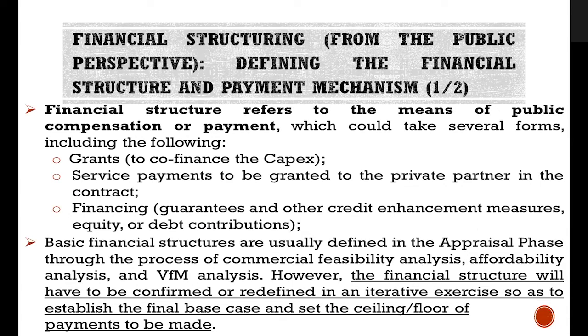So, defining the financial structures and payment mechanisms. Financial structures refers to the means of public compensation or payment. This could take several forms: grants, service payment to the private partner who will deliver the contract, or financing, in this case equity or debt contribution. Even a private party can come into a PPP arrangement and not really have the funds of its own and might want to leverage the financial intermediaries, the bank or non-bank financial intermediaries, depending on what the provisions of the financial regulatory ecosystem make available.